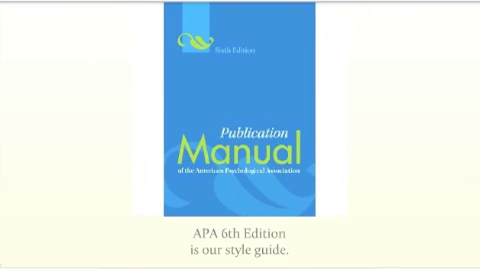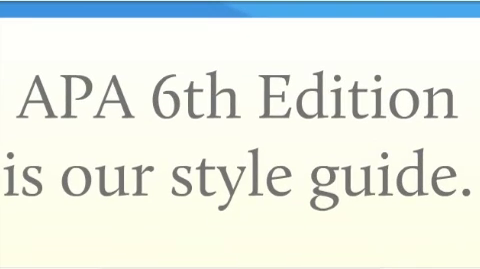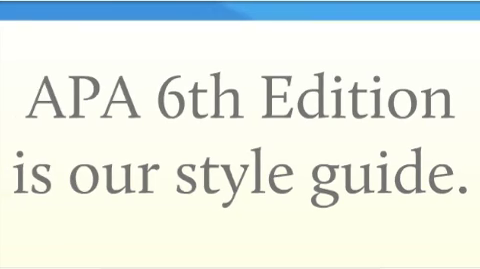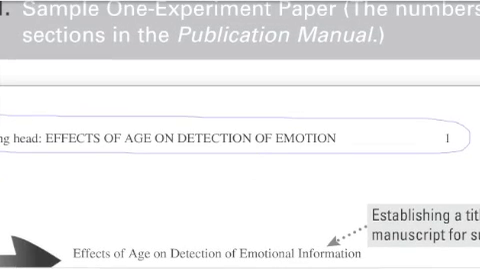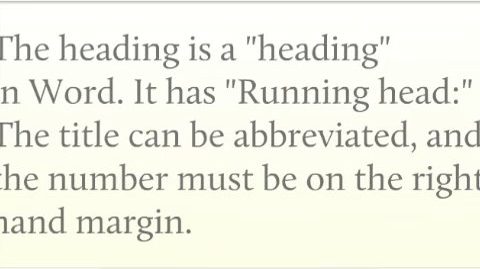Now, what we're going to be using in courses is the APA manual. This is the copy of it. And the APA 6th edition is our style guide. Style is very important. You're going to want to follow that style guide. For instance, you're going to want to look at such things as the headings. Now, this is a real header. When you go to a Word document, you insert a header. Don't just type it on the page.